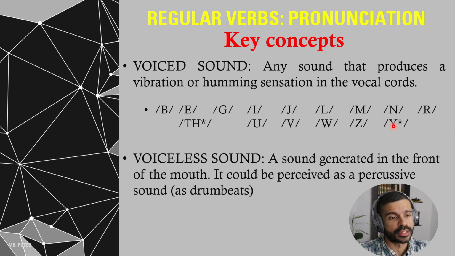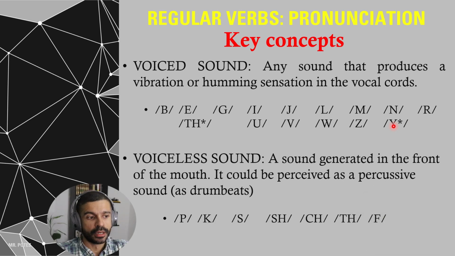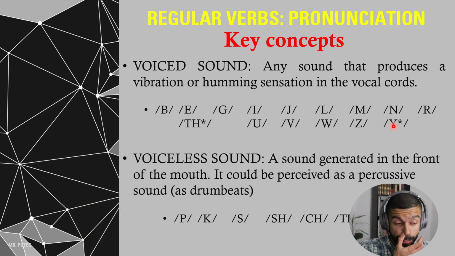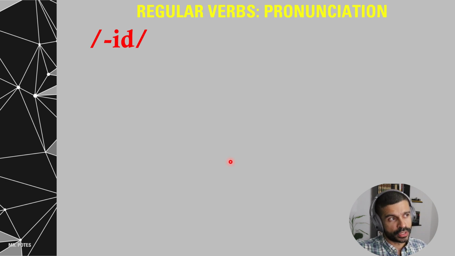A voiceless sound is a sound generated in the front of the mouth. So it's not here, but here. It could be perceived as a percussive sound, as drum beats. P, k, s, sh, th, f. If you repeat those sounds and you place your hand here, you will not feel any kind of vibration when you do this, p, k, because the sound is generated in the front of your mouth. Why is that important? We will see.